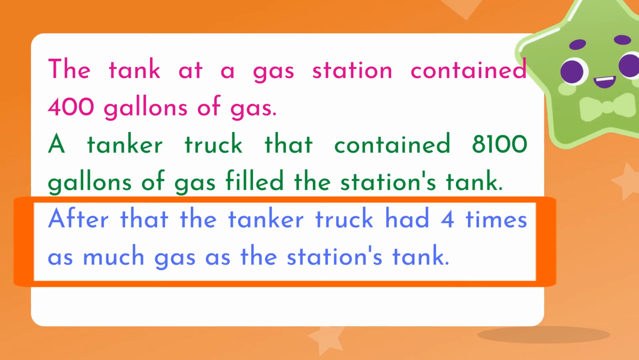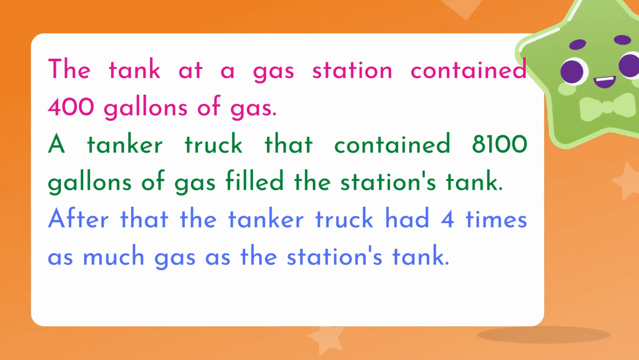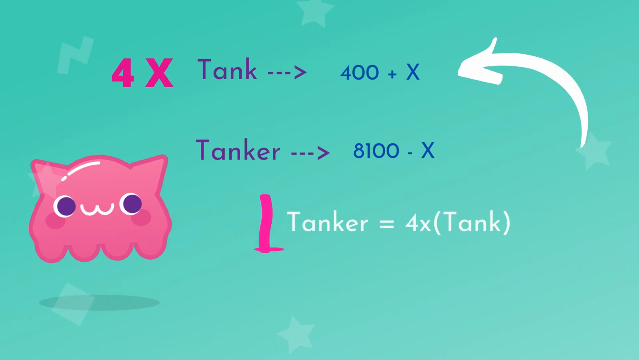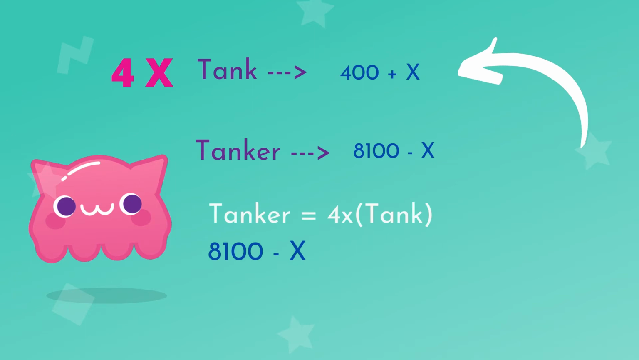After that, the tanker had 4 times as much gas as the station's tank. So the tanker has 4 times as much as in the tank, which means tanker has 4 times tank. What is the value of the tanker? 8,100 minus X, and that is equal to 4 times 400 plus X.